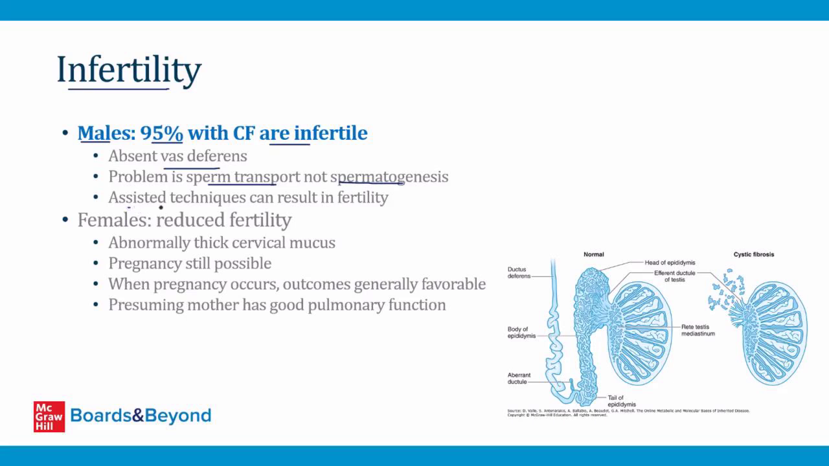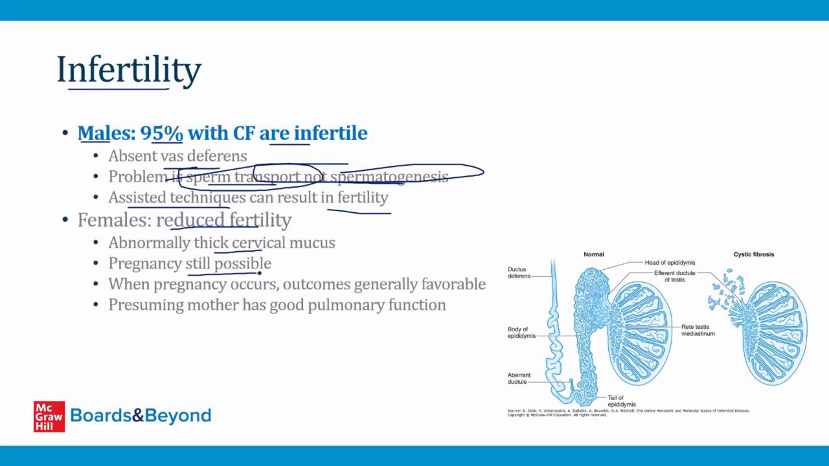So there are assisted techniques that can be used if males who have cystic fibrosis desire children and want to have normal fertility. Remember, the problem is the transport of sperm, not spermatogenesis. Females with cystic fibrosis also have reduced fertility, although it's not as severe as in males. The problem here is abnormally thick cervical mucus, so this makes it harder for pregnancy to occur.